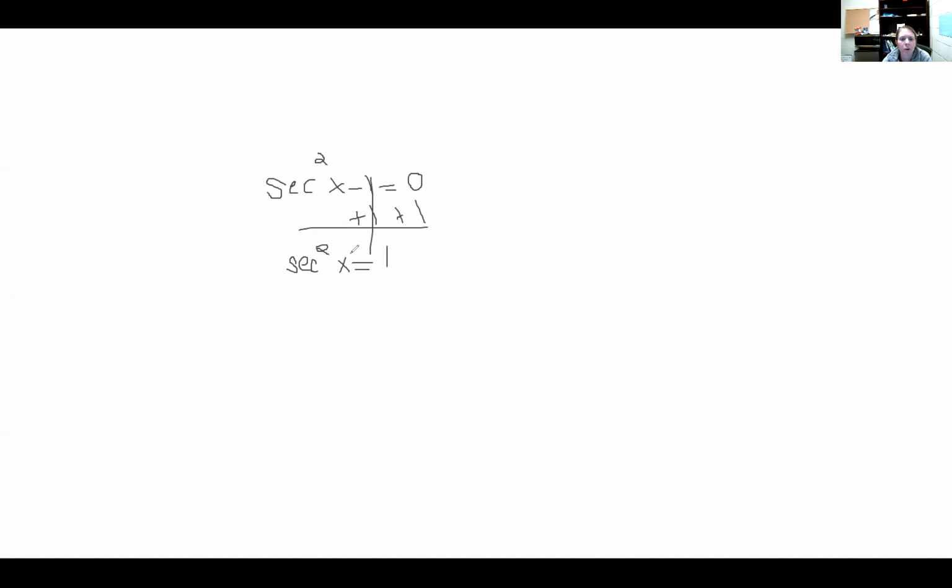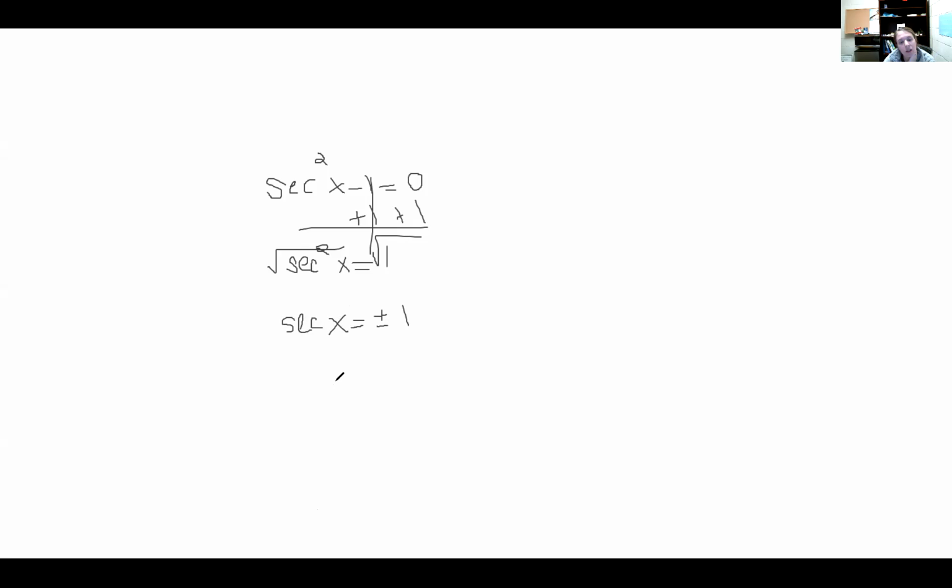Okay, now how do I get rid of a square? We take the square root. And remember, anytime you take the square root, it's always going to be a plus or minus in front of that. So this should be the plus or minus square root of 1, which is 1. So now you have the secant of x equal to positive 1 and negative 1.